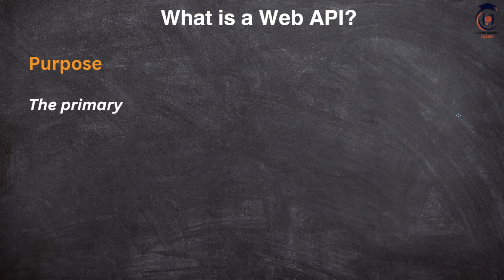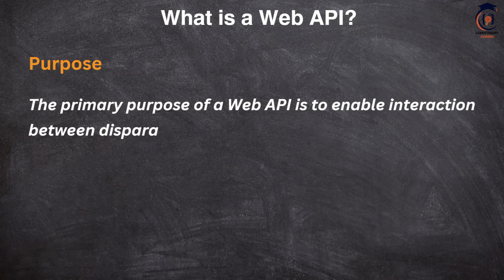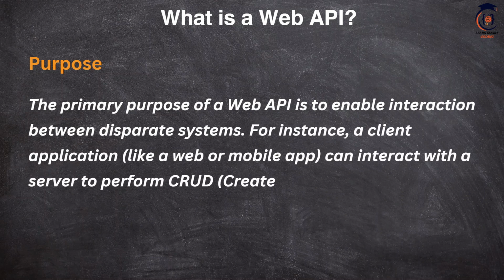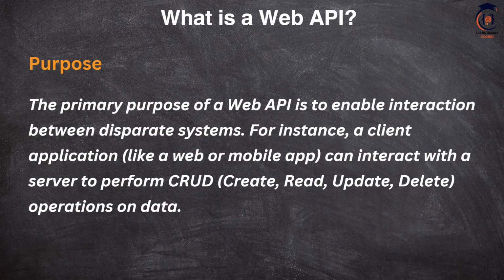The primary purpose of Web API is to enable interaction between disparate systems. For example, a client application could be a UI application in React, Angular, or any mobile application. Client application means an application which is facing the customer. They can interact with the server to perform certain read and write operations. It's called CRUD operations, and that is what this Web API is.